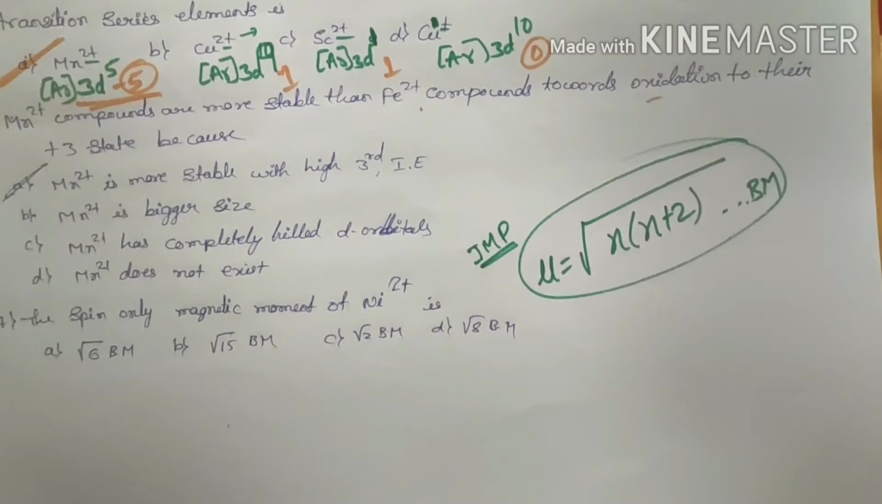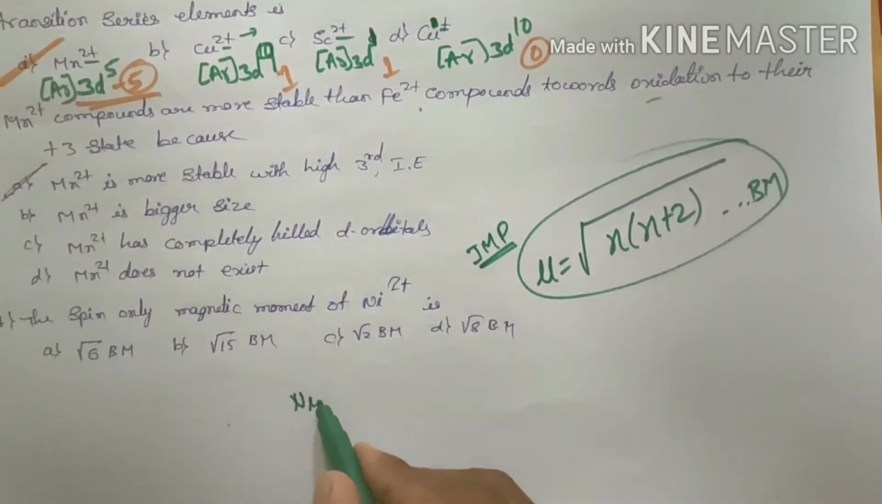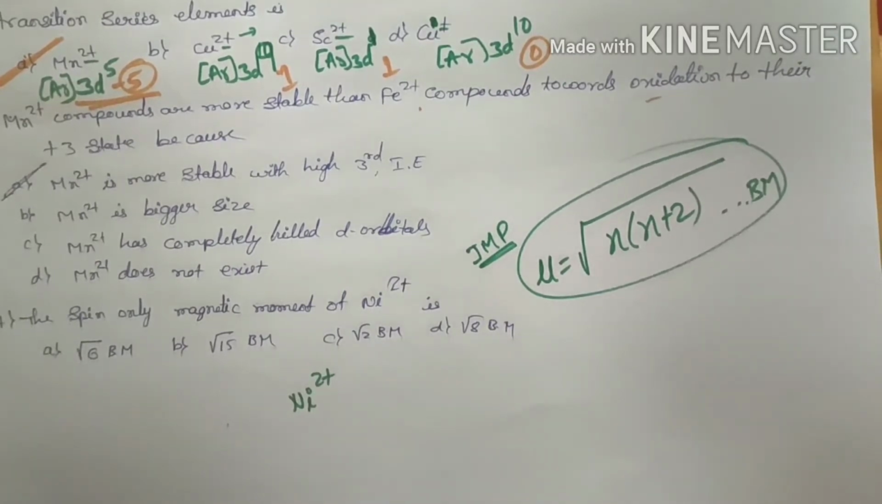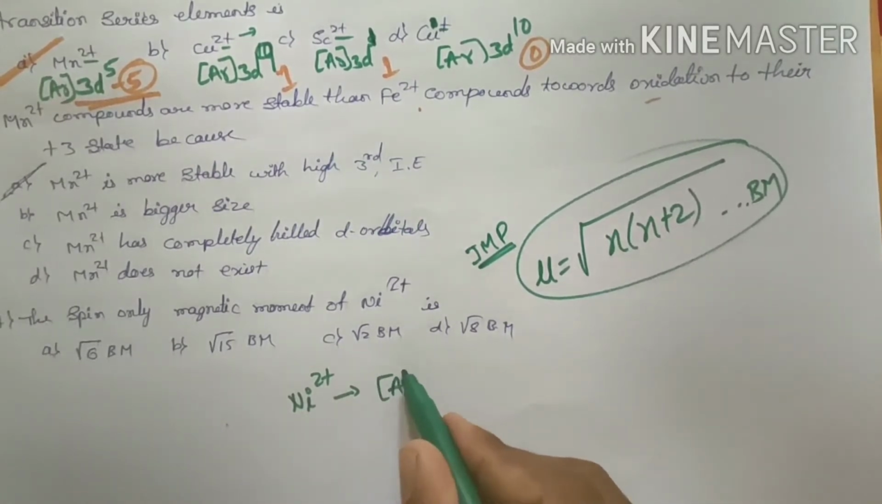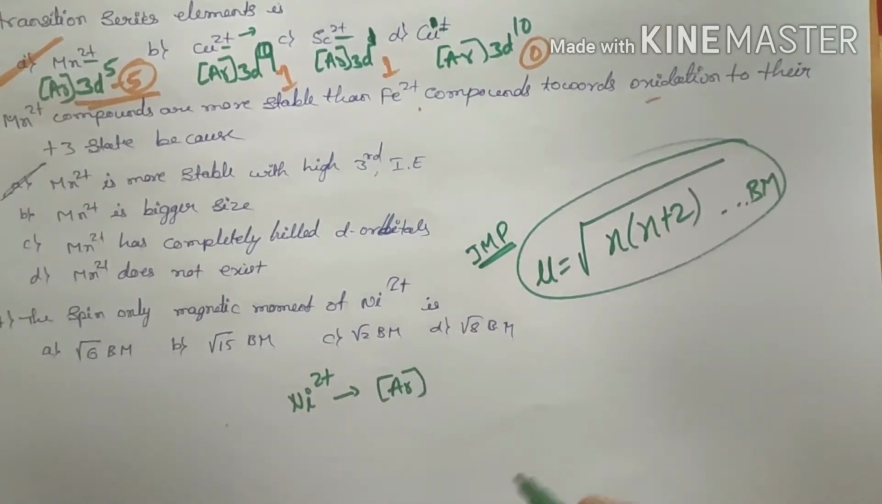I observe most of the students. Okay, first they are asking nickel 2+. Calculate the spin only magnetic moment of nickel 2+. Nickel 2+ means what is the electronic configuration? Simplest, that's why I am telling you, write the electronic configuration, perfect that.